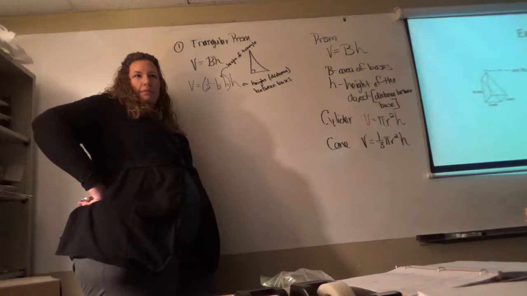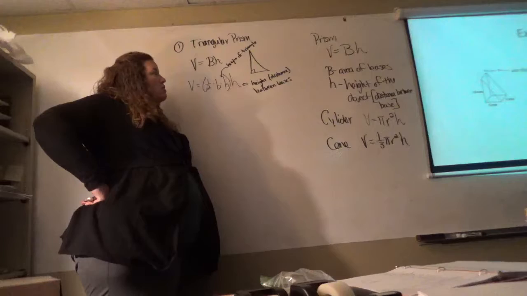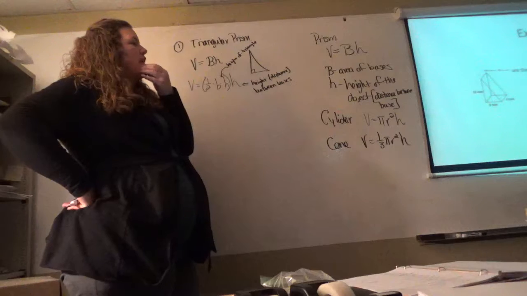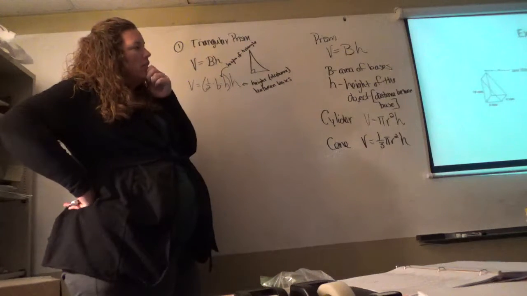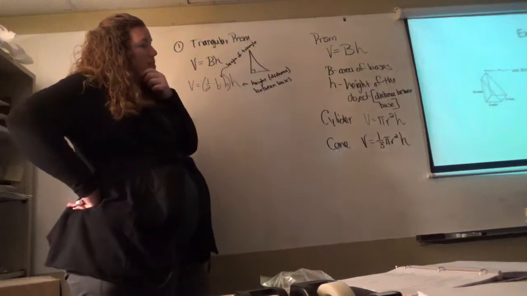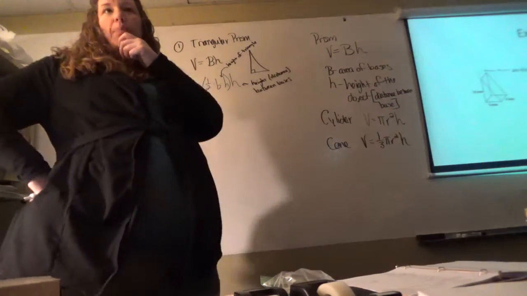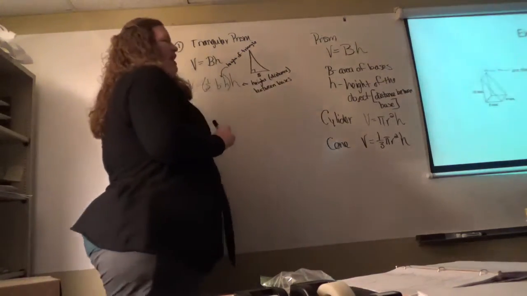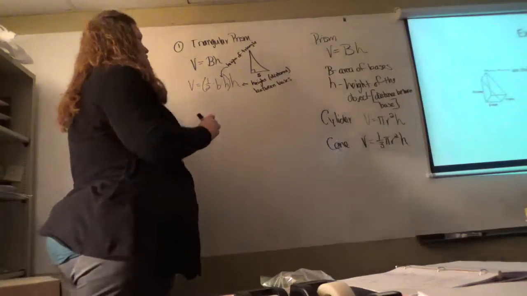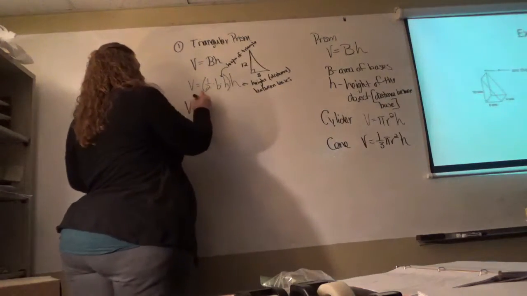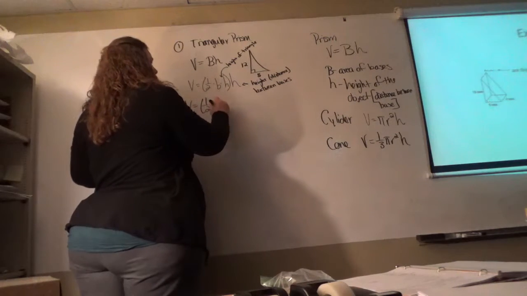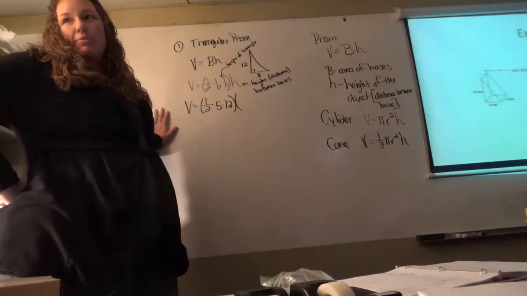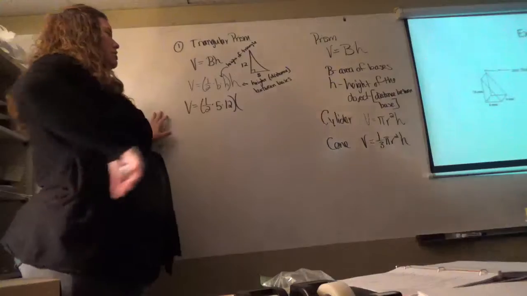How are we doing with that? Okay. So on this triangle, looking at that picture, what is the base of my triangle? What is the dimension? What is the measurement? How big is the base of my triangle? 5. How big is the height of my triangle? 12. Times, what is the height of my entire object? 4. Good.